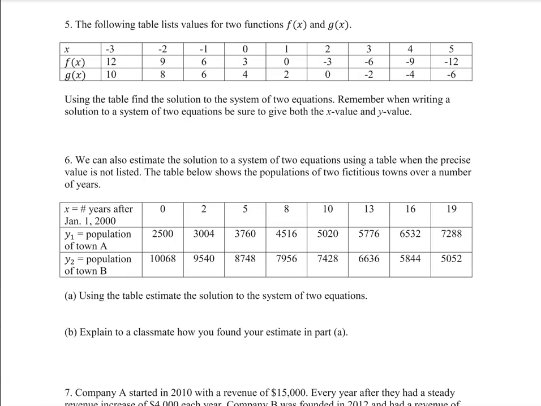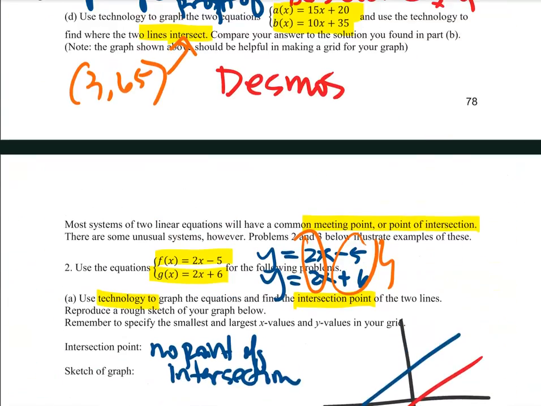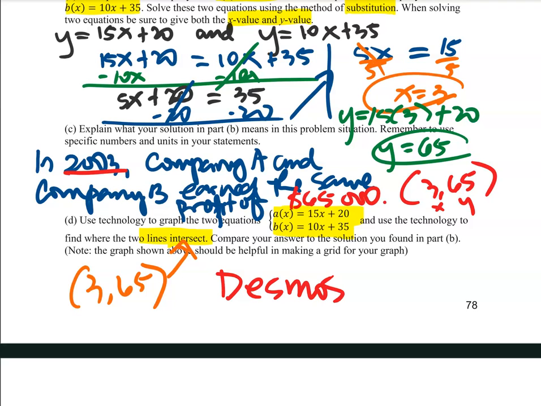Next, number 5. The following table lists values for two functions f of x and g of x. Take a look at the table and then use the table to find the solution to the system of two equations. Remember, when writing a solution to a system of equations, be sure to give both the x value and the y value. Okay, let's go back to the first problem here.